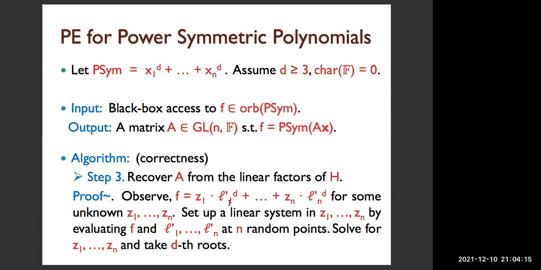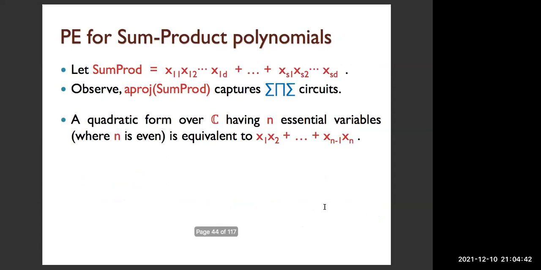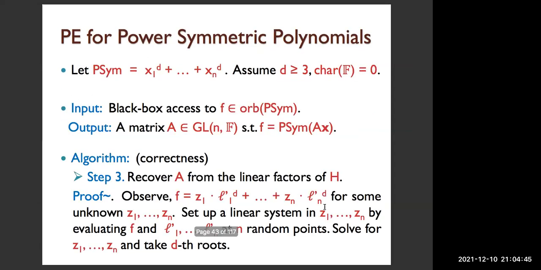And this works because L1 through Ln are linearly independent. So if you evaluate them at n random points, the corresponding coefficient matrix that you get is invertible with high probability, right? We saw something like this in the last lecture, where if you evaluate linearly independent polynomials at random points, the corresponding matrix becomes full rank. And that's it. That's the correctness of the algorithm, right? So before going further, let me ask, any questions up to this point?